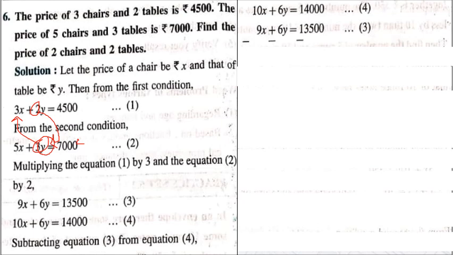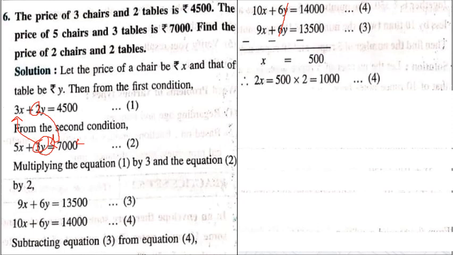Now let us do the subtraction and eliminate 6y. So plus 6y minus 6y gets cancelled. 10x minus 9x will be x, and that is equal to 14,000 minus 13,500, which is 500. Therefore x is equal to 500. So the cost of one chair is rupees 500.